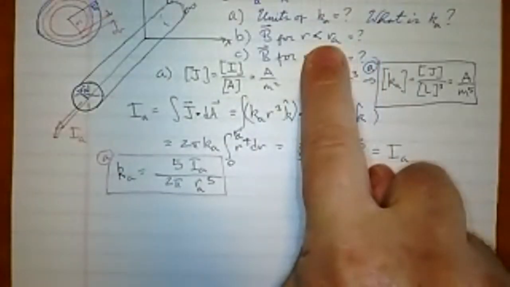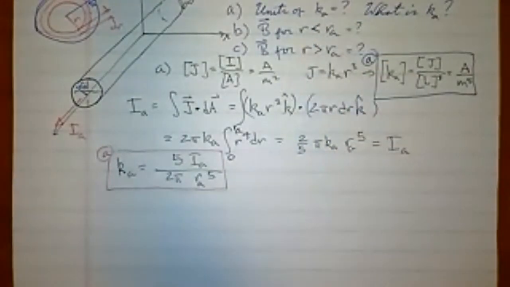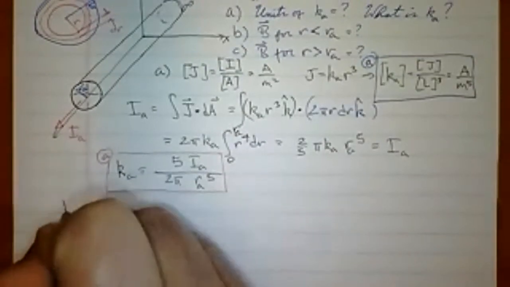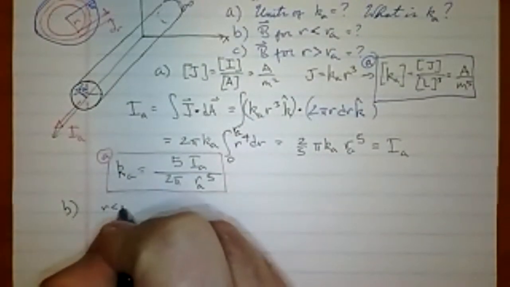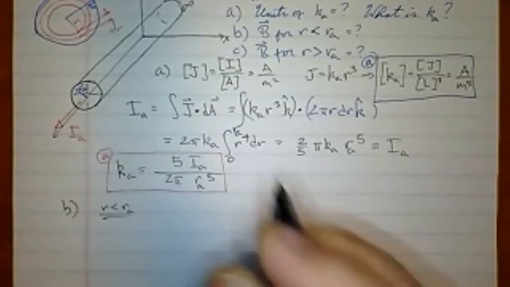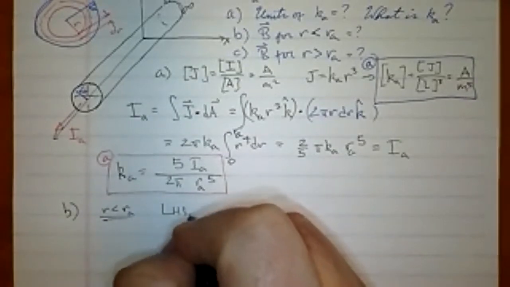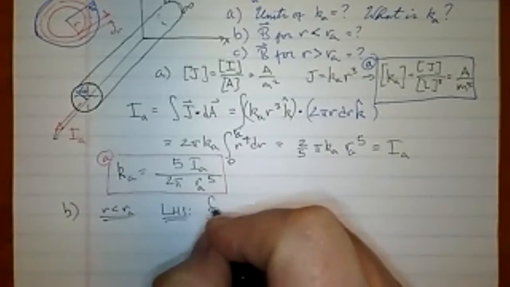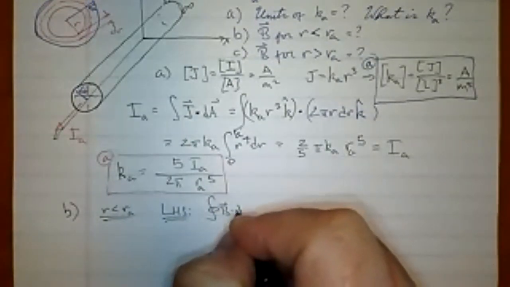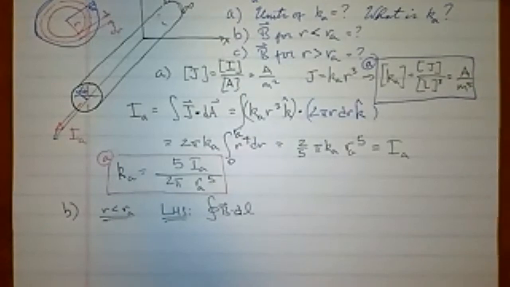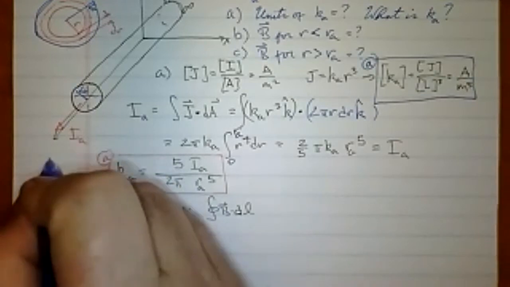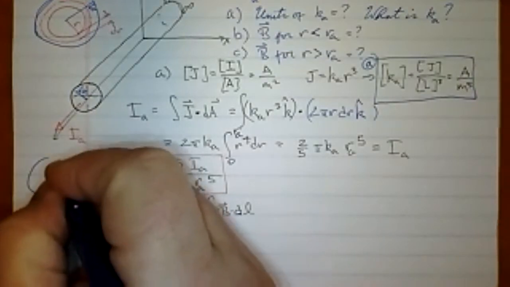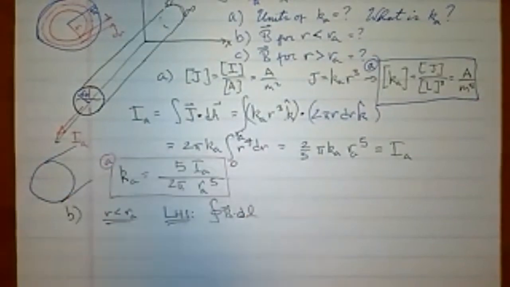Now we're going to use Ampere's law to calculate B, the magnetic field, for R less than RA. So I'm going to say B, R less than RA. And I'm going to do left-hand side of Ampere's law. Left-hand side of Ampere's law is the closed integral of B dot dl. And now I'm going to, again, imagine the end of that wire with actually some length to it.